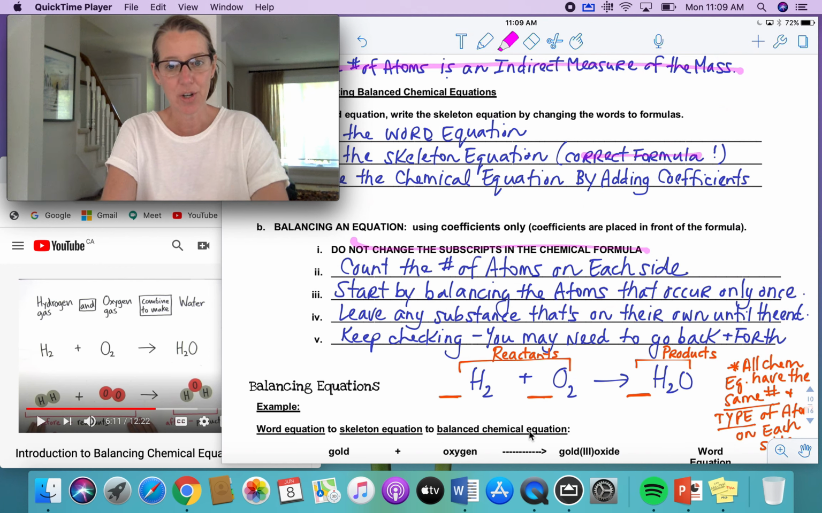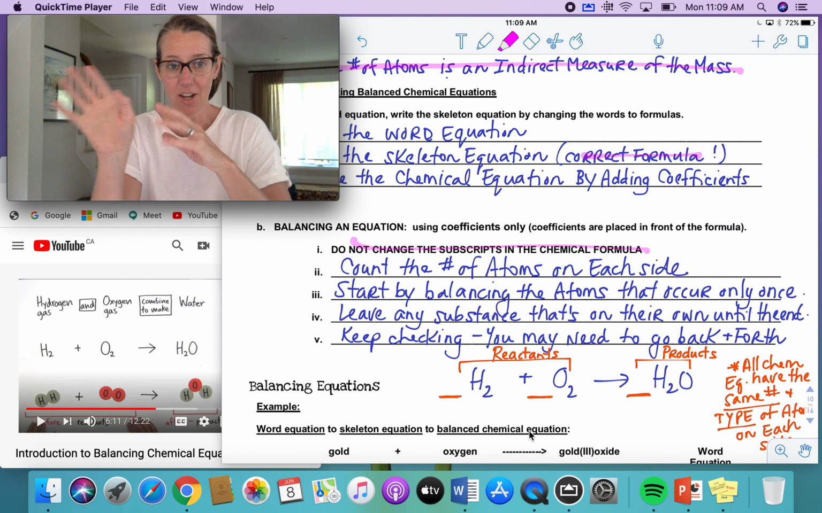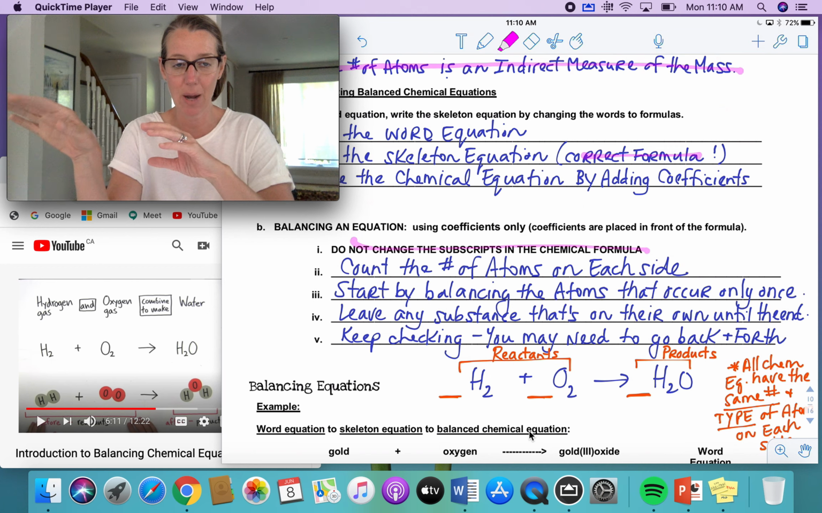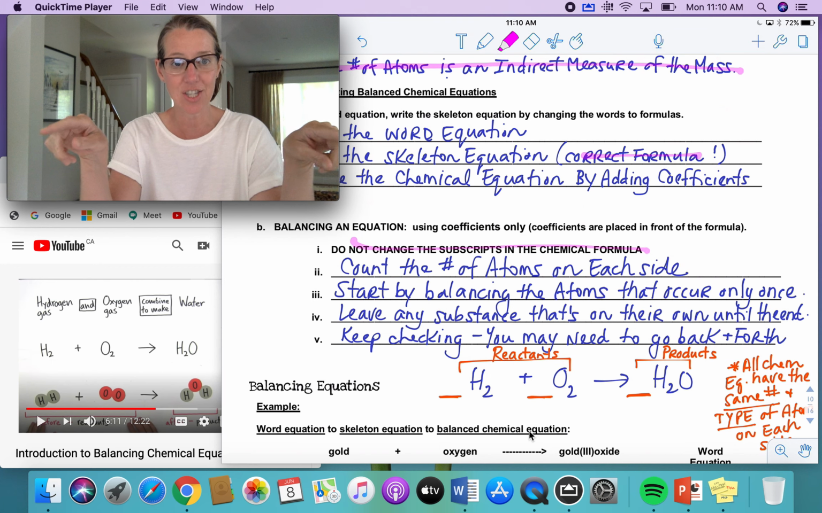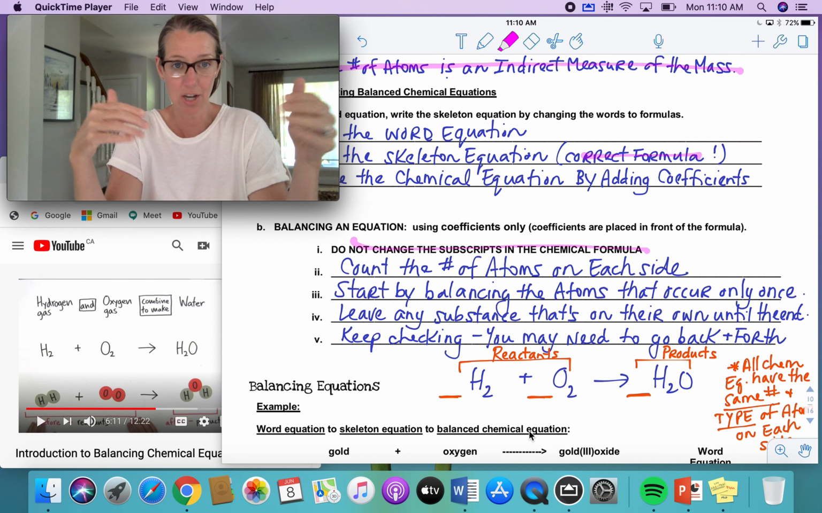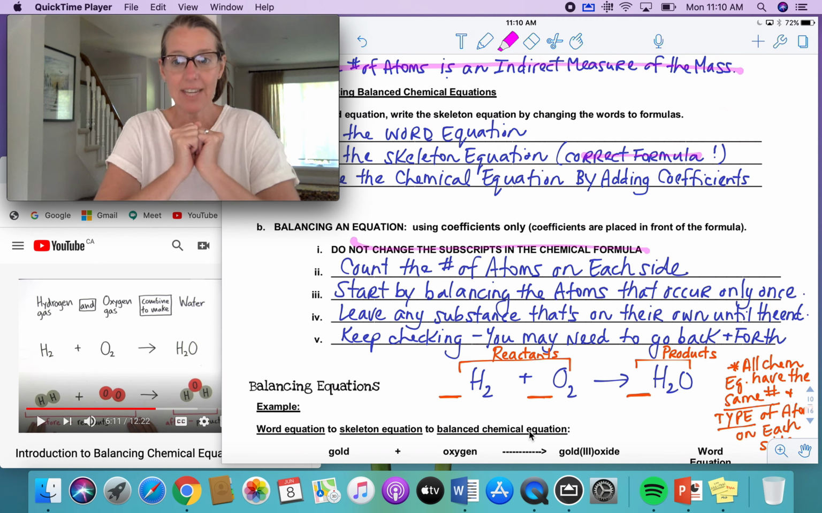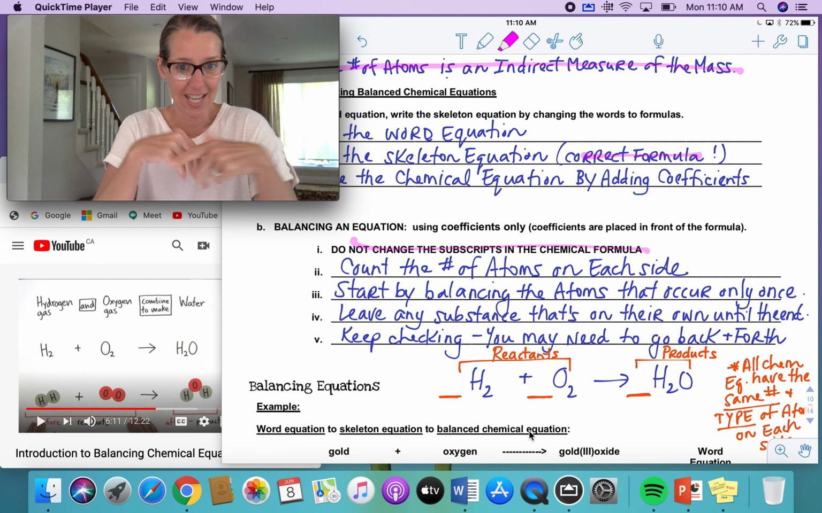What are you going to do? You're going to start by balancing the atoms that occur only once because that's easy. Okay, if you have oxygen on one side and oxygen on the other side, start with those. If you have a metal, oftentimes that's where you're going to start because it's pretty easy. If you've got copper on one side and copper on the other, you're going to balance using those ones first because they're only in one spot. You got to start somewhere. Then you're going to leave any substance that's completely just on its own. You could leave that one to the end.